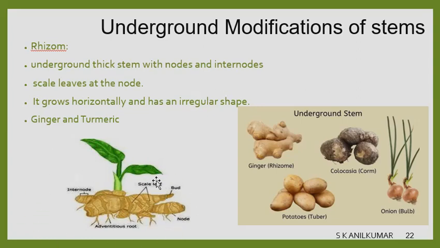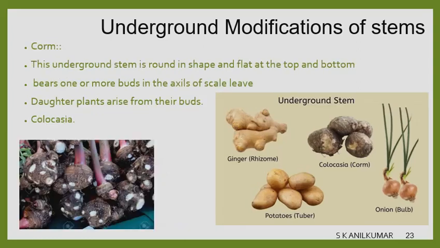The stem is irregular and grows horizontally, and it has buds and nodes from which new shoots can come up. This is an underground modification of the stem. One function is the storage of food, and the second is the stem giving rise to a new plant.